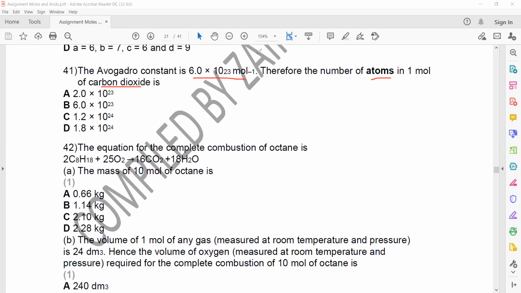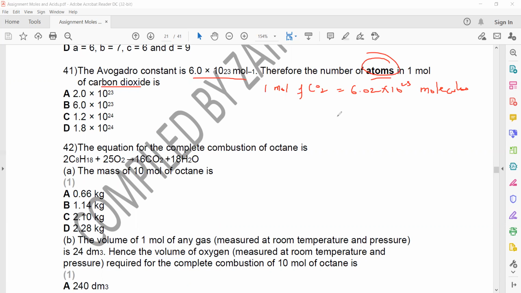So how can we work out the number of atoms in 1 mole of carbon dioxide? So when we have 1 mole of carbon dioxide, that will have 6.02 into 10 power 23 molecules. So these are the number of the molecules present in 1 mole of carbon dioxide. But in the question, they are asking for number of atoms.